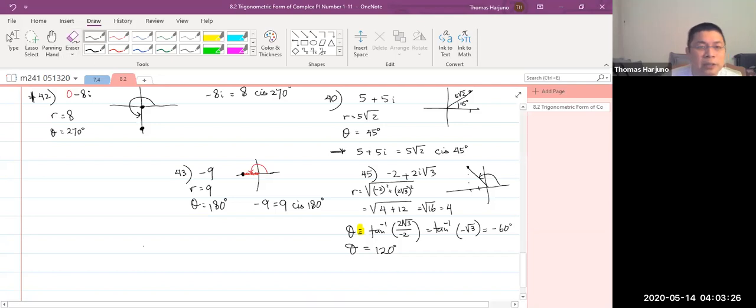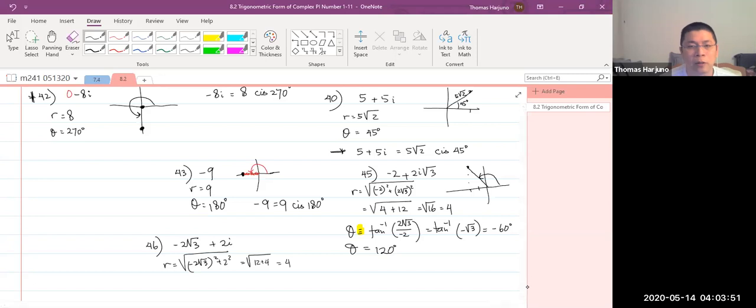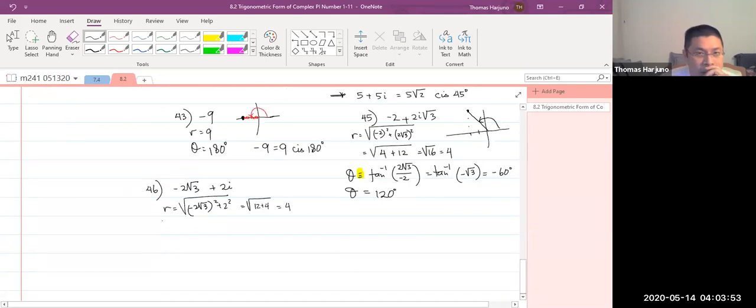Number 46. Negative 2 radical 3 plus 2i. The r will be the square root of negative 2 radical 3 squared plus 2 squared, square root of 12 plus 4, that's square root of 16, that's 4. The same thing. And then how about the theta?